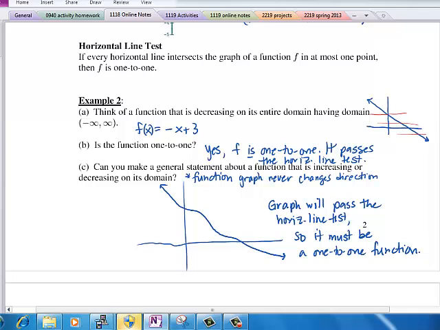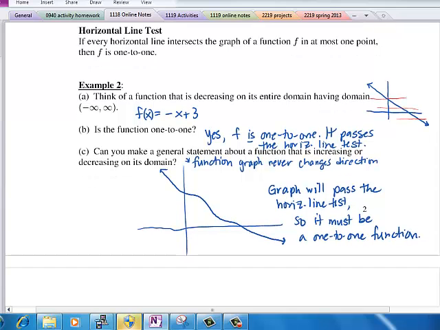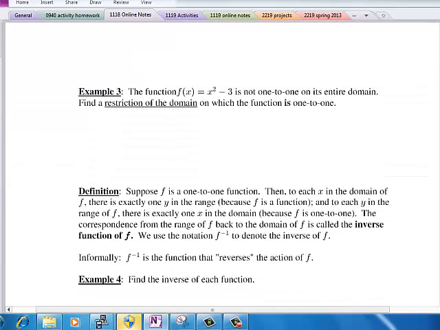So any function that's always increasing or always decreasing will automatically be one-to-one, so it will automatically have what's called an inverse, and that's what we'll talk about soon here.